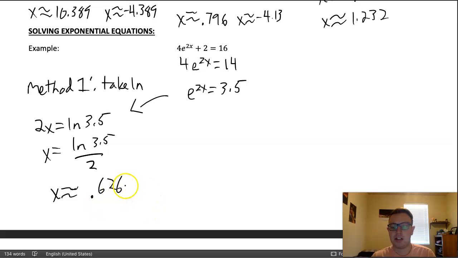Now what's method 2? Method 2 is we're going to take the natural log of both sides.